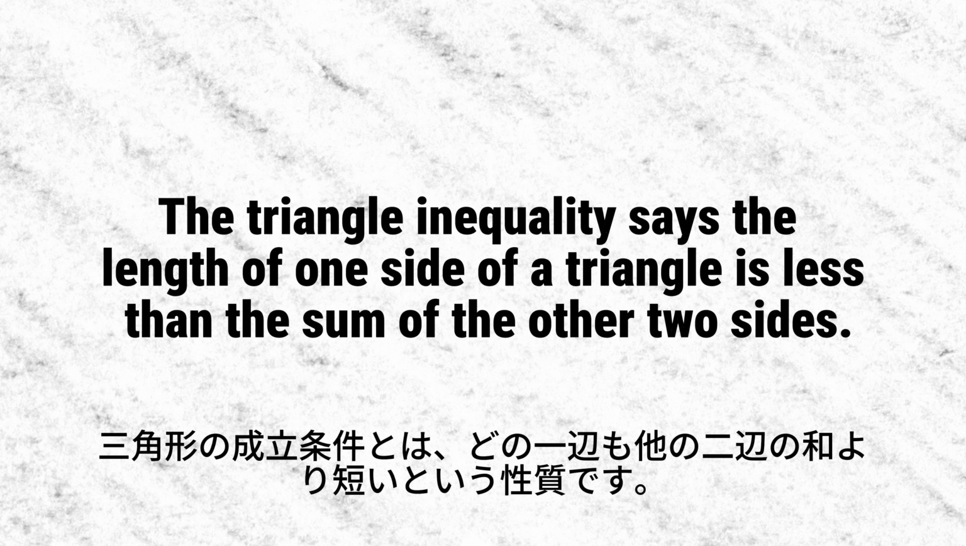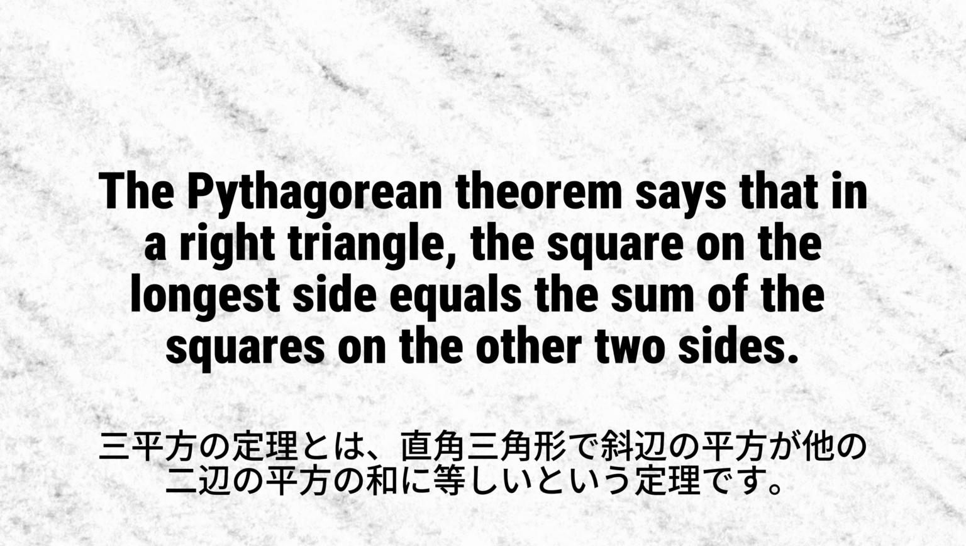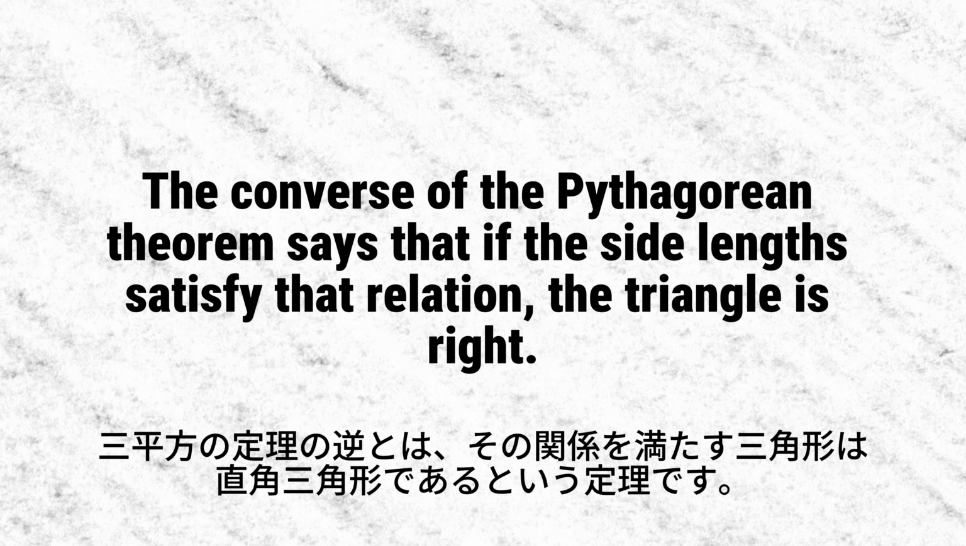The triangle inequality says the length of one side of a triangle is less than the sum of the other two sides. The Pythagorean theorem says that in a right triangle, the square on the longest side equals the sum of the squares on the other two sides. The converse of the Pythagorean theorem says that if the side lengths satisfy that relation, the triangle is right.